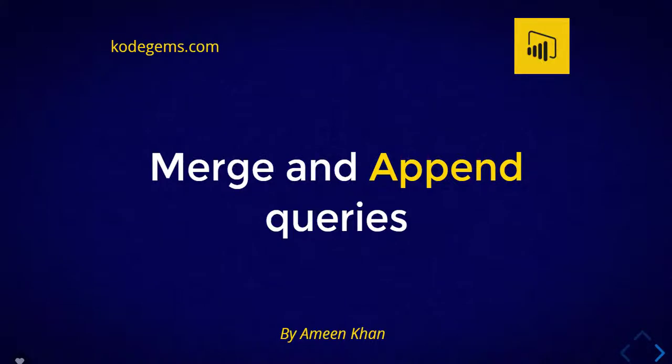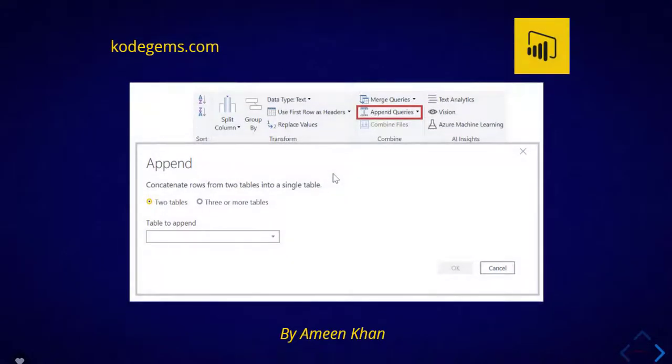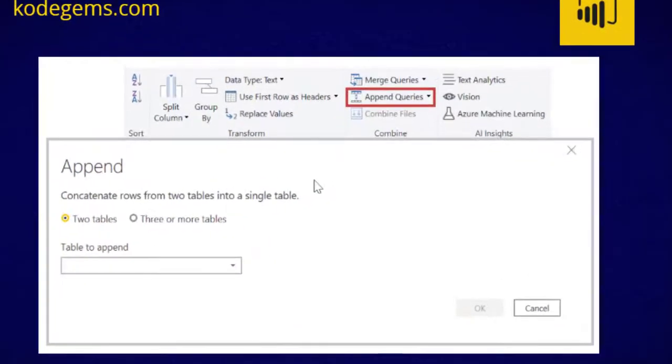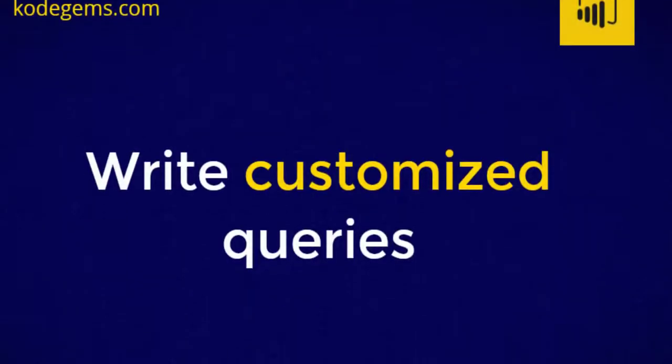Let's understand what is merge and append queries. You can also merge and append queries. In other words, Power BI pulls data that you select from multiple tables or various files into a single table. Use the Append Queries tool to add the data from a new table to an existing query. Power BI Desktop attempts to match the columns in your queries, which you can then adjust as necessary in Power Query Editor. You can write customized queries as well.